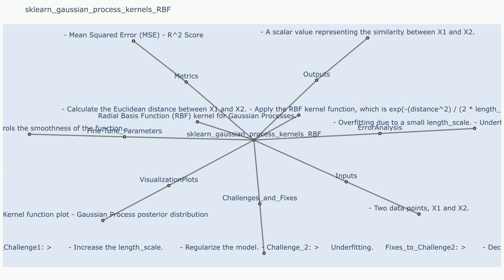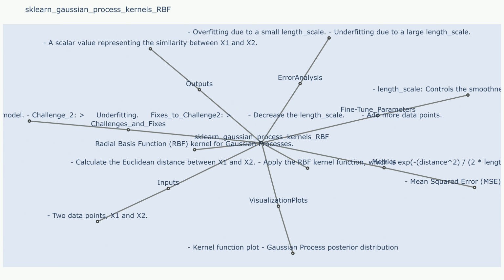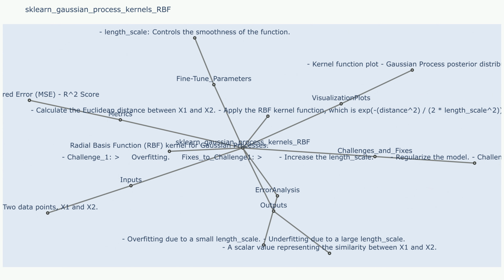Metrics. Metric 1: explain in detail mean squared error. MSE measures the average squared difference between the predicted values and the actual values. Metric 2: explain in detail root mean squared error. RMSE represents the square root of the average squared error.